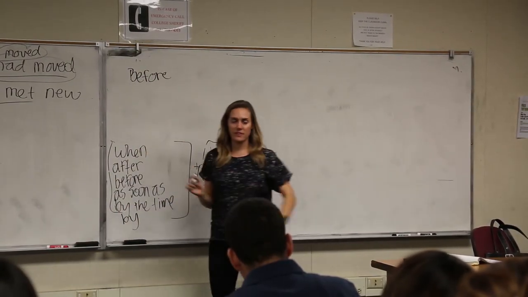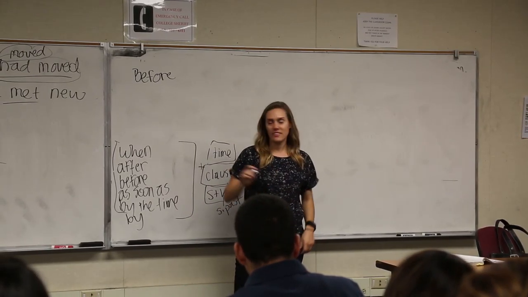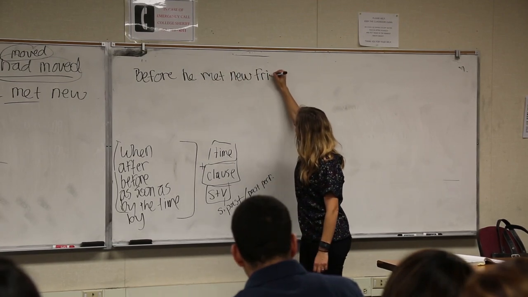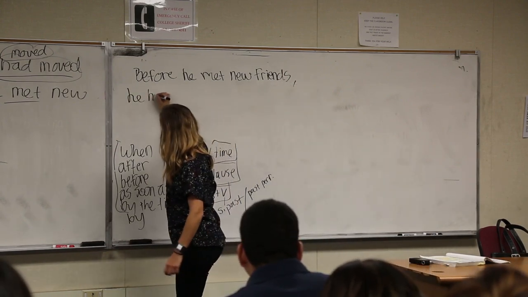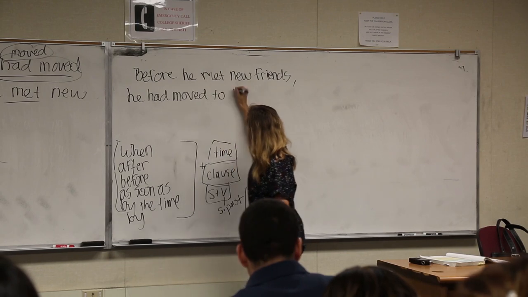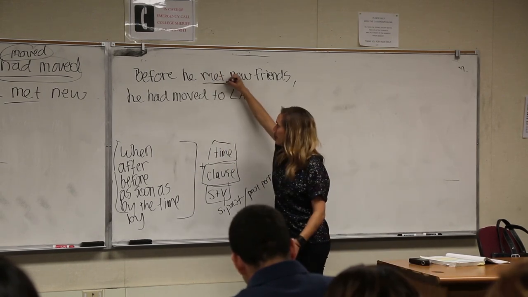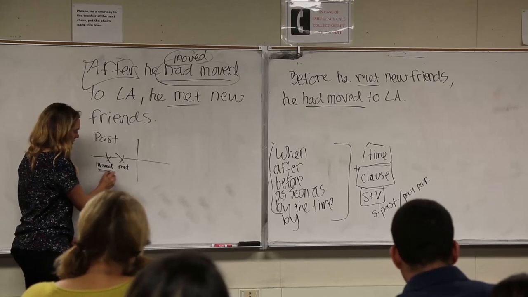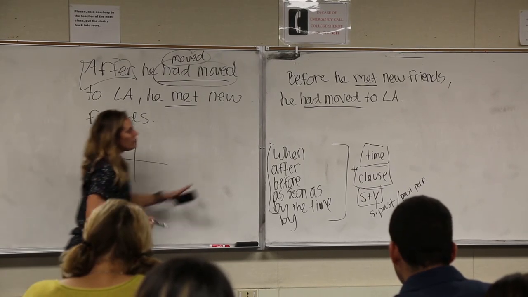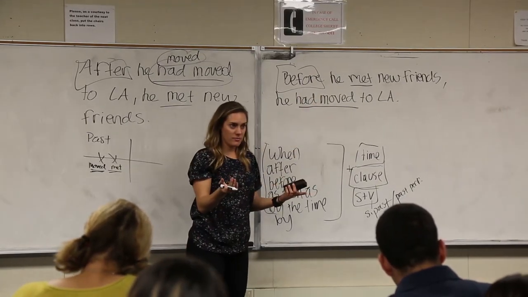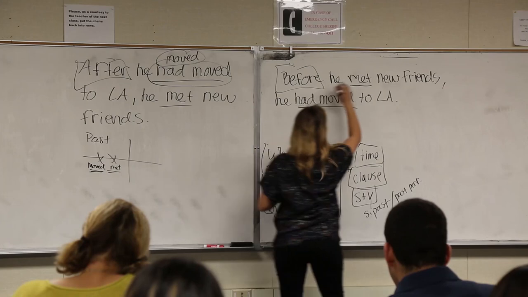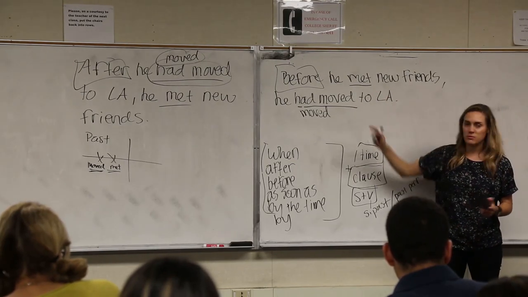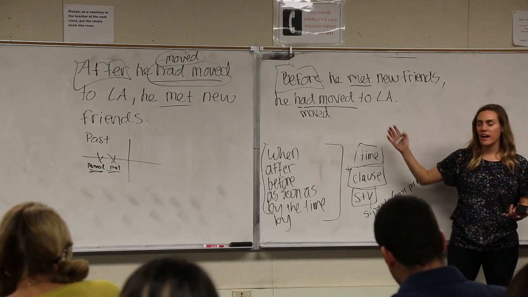Same thing, before. Before he what? He met new friends. He had moved to LA. So again, two actions. He met, he had moved. Which one happened first? First he had moved, right? Then he met. But it's a different word, right? But you understand what that means, before. Before he did this, he did that. So could I also say this? Could I say that? Before he met new friends, he moved to LA? Yes. And it's still really clear that this happened first, right?